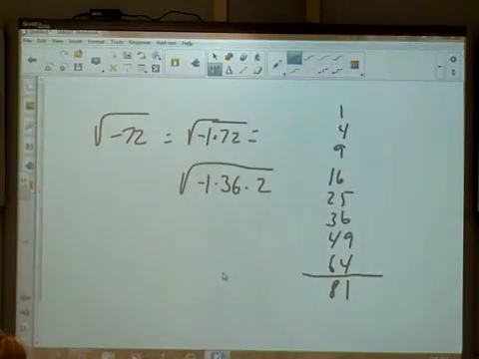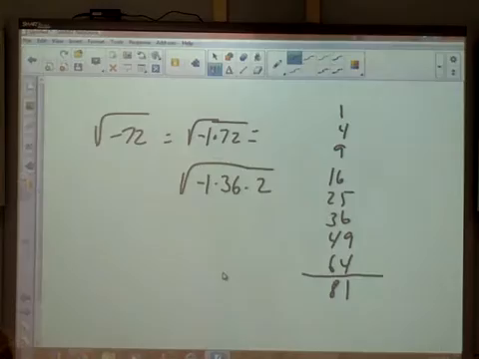36 is the biggest perfect square that goes evenly into 72. And the -1 because it was a -72. 36 times 2 is what makes 72.